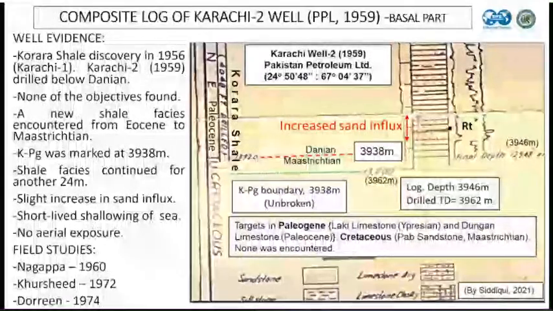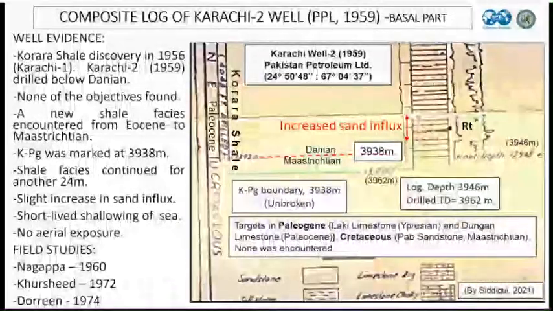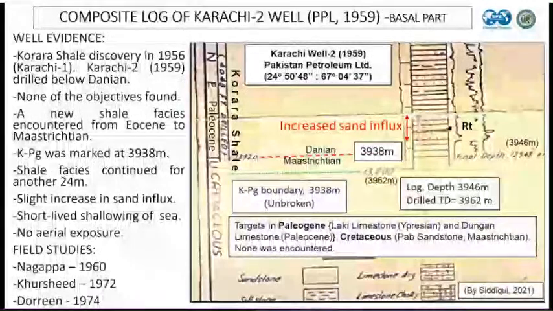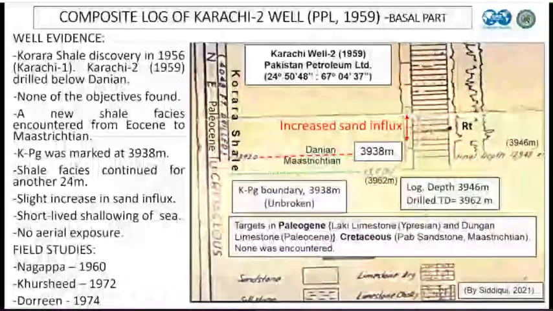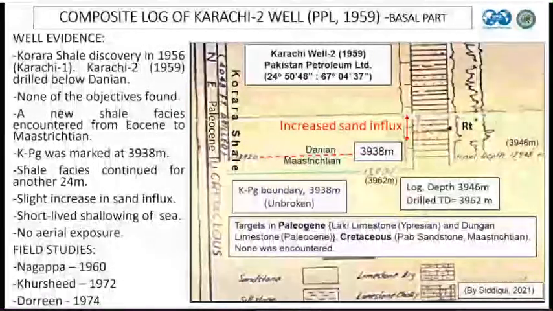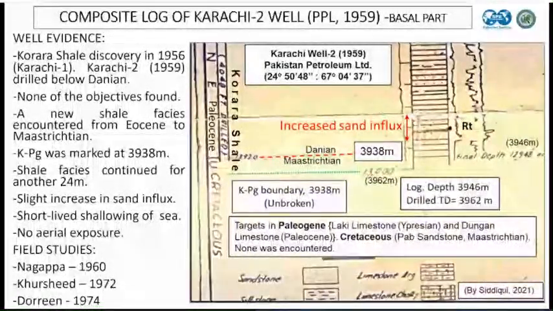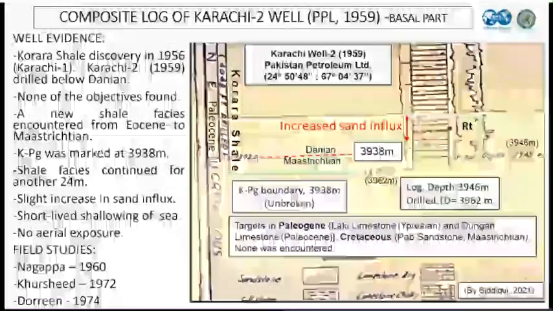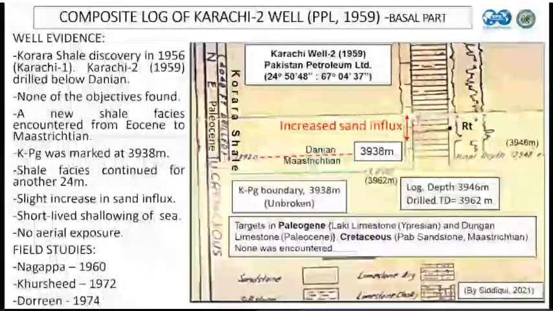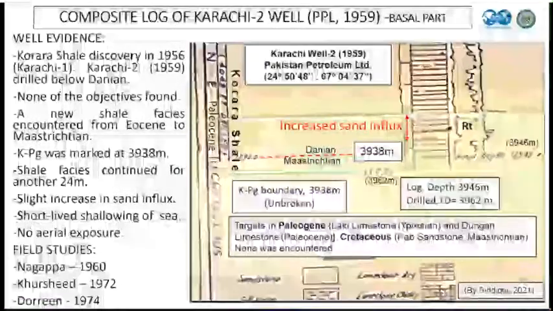From Eocene onward, the well drilled a new shale facies throughout instead of the Laki and Dungan limestones and the Pup sandstone, which were the objectives. At 3938 meters, the well penetrated the shale of Maastrichtian age. Another 34 meters was drilled without any change, and the drilling was stopped at 3962 meters.